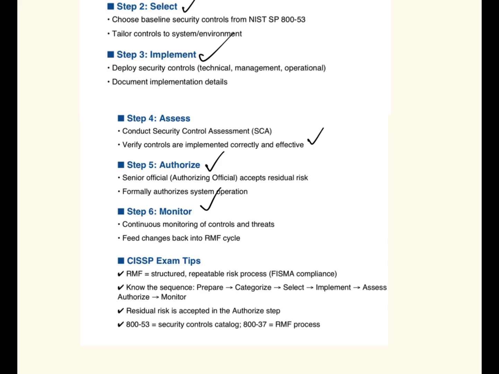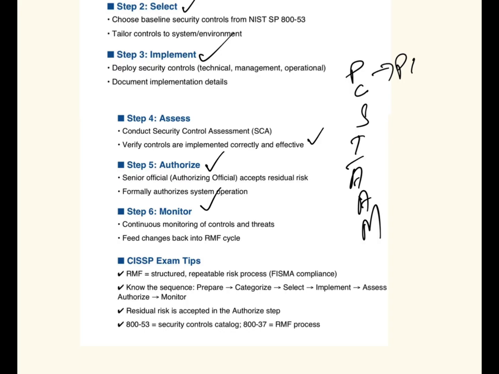If we talk about the exam, CISSP exam tips: RMF is a structured, repeatable risk process tied to FISMA compliance. We should know the sequence: prepare, categorize, select, implement, assess, authorize, monitor. Let me write it down: PCSIAAM. If you keep this in mind, it will help you remember the sequence.